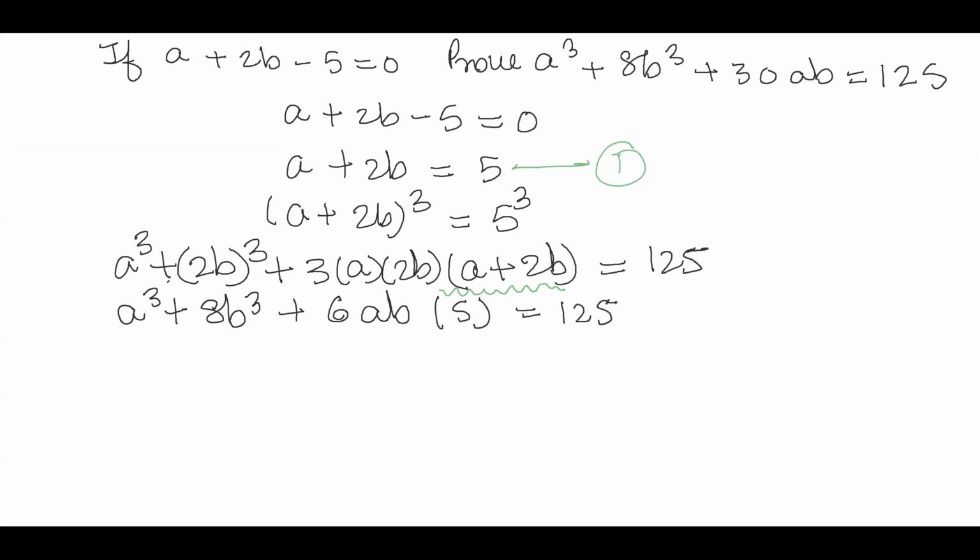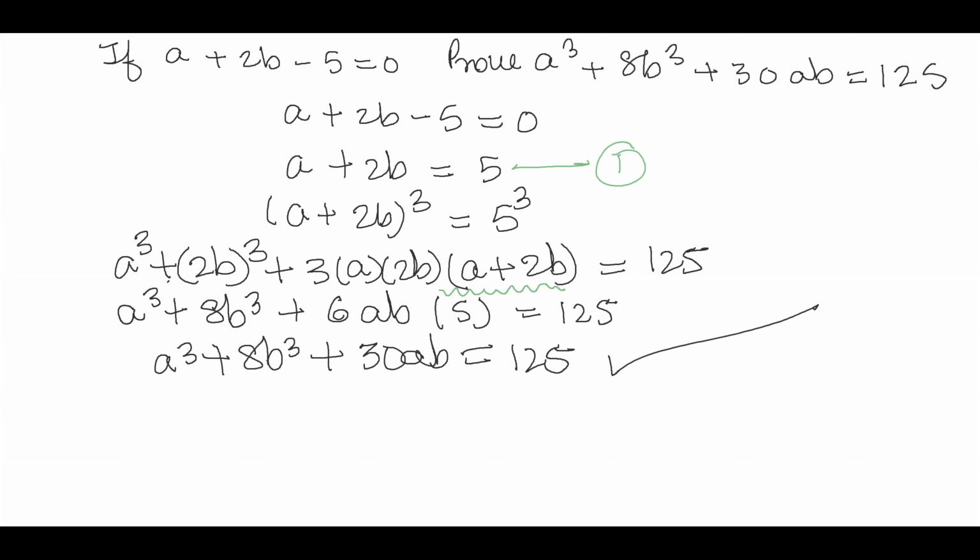Let us do the final simplification. So a cube plus 8b cube plus 6 times 5 is 30, 30ab is equal to 125. So this is the thing we were asked to prove. You can see the proof in the question at the top of the screen and we are done. Come, I'll give you a minute's time to write this down. Everybody write it down.